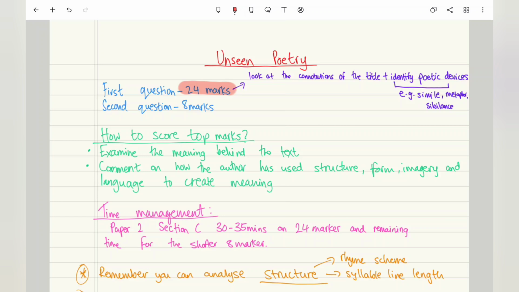And then you'll have a second question for your unseen poetry, which will be 8 marks. Now, again, you need to pick out certain things. You need to look at the language, the structure, and the form.